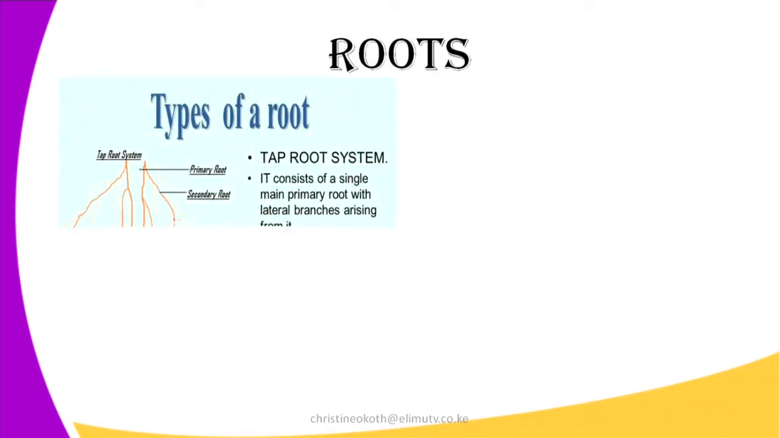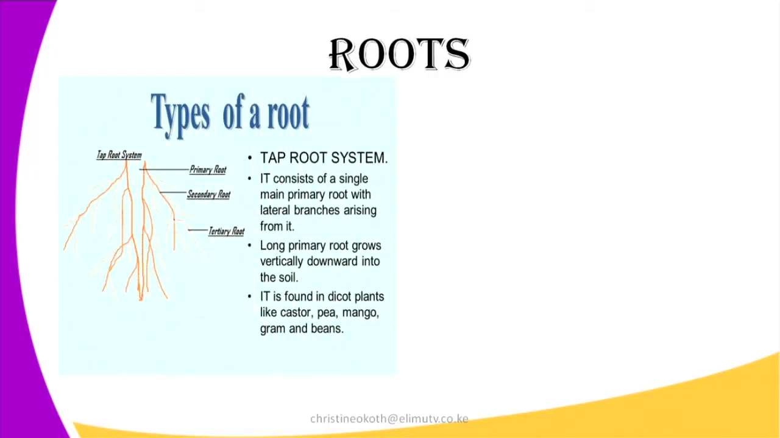So the first root you're going to look at, very common, is what we call the taproot. These consist of a single main primary root with lateral branches arising from it. The long primary root will grow vertically downward into the soil. It always has to grow downwards. It is found in dicot plants like the pea, the castor, the mango, the gram, and the beans.